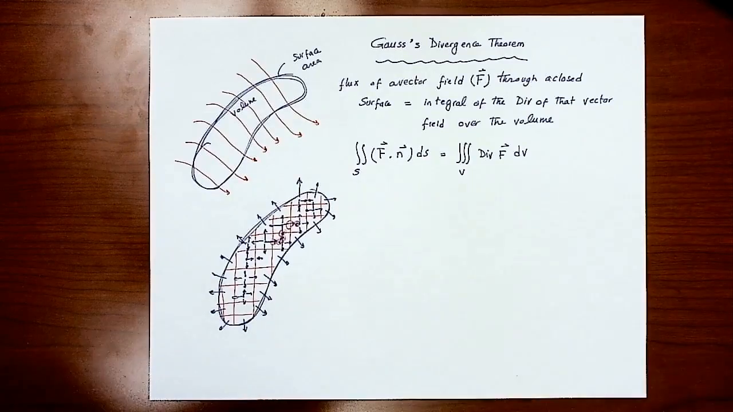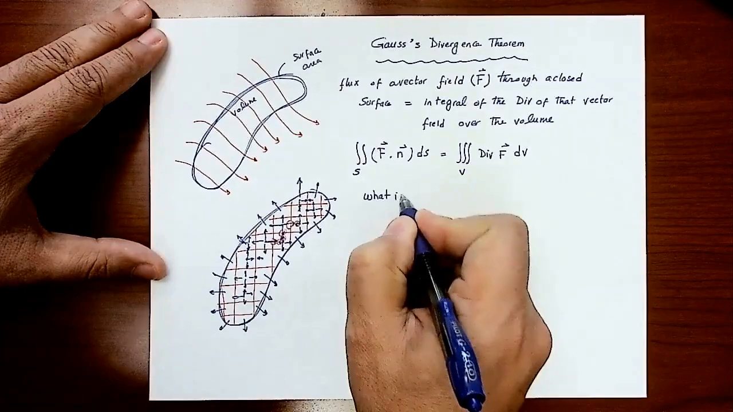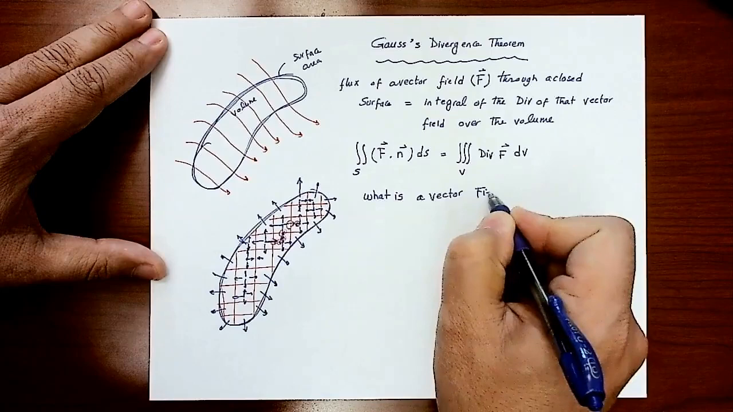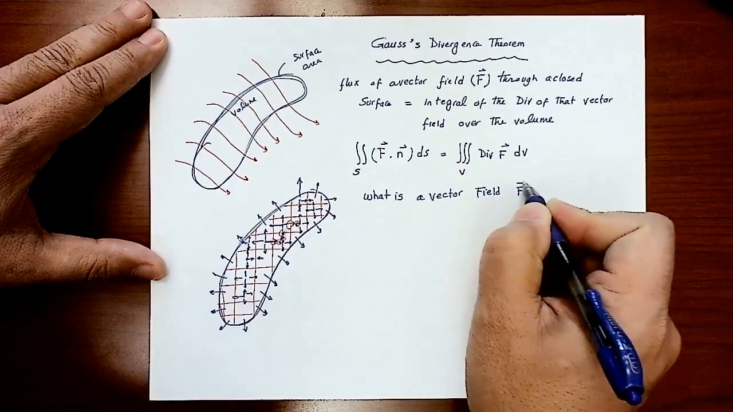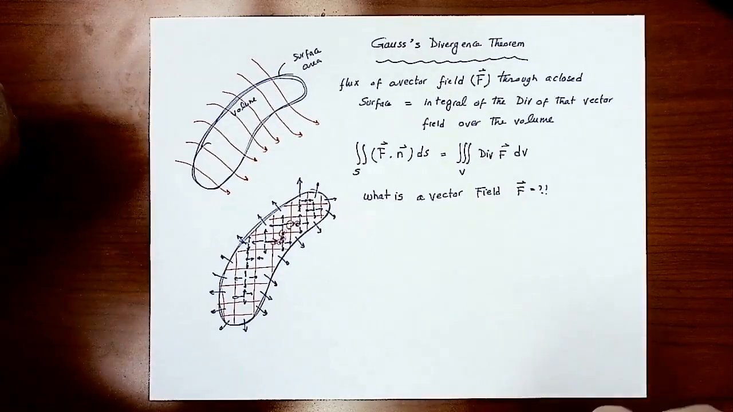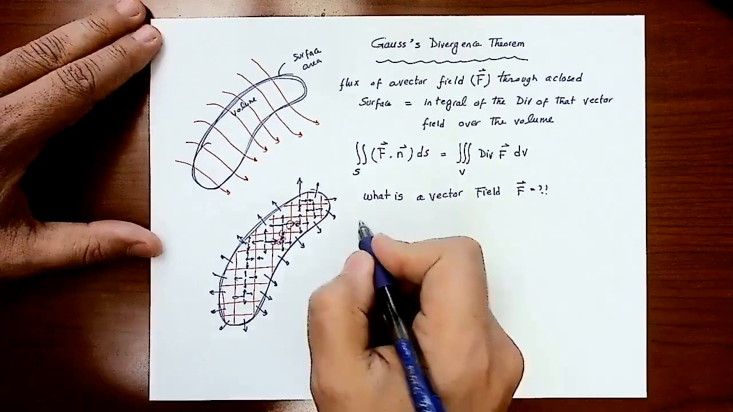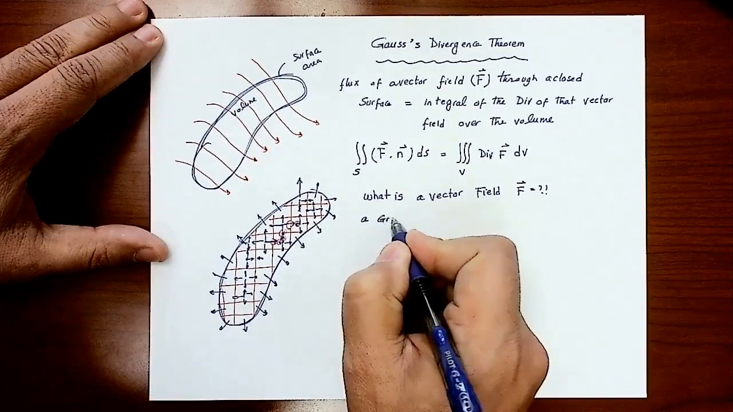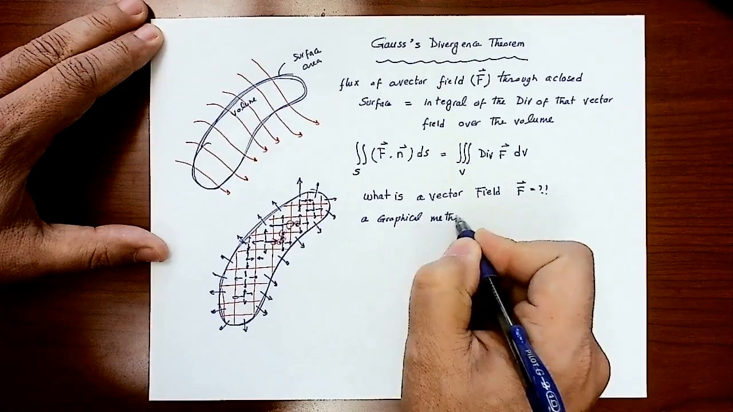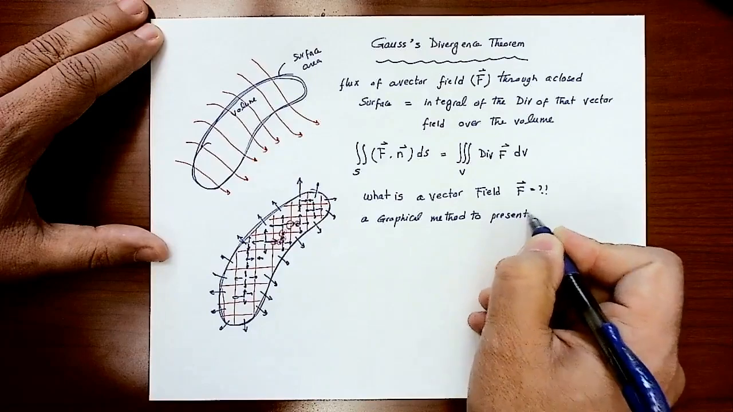So now, for those who don't remember, what is a vector field? F. Actually, a vector field is a method or a way to graphically represent any vector. So it's a graphical method to present a vector.